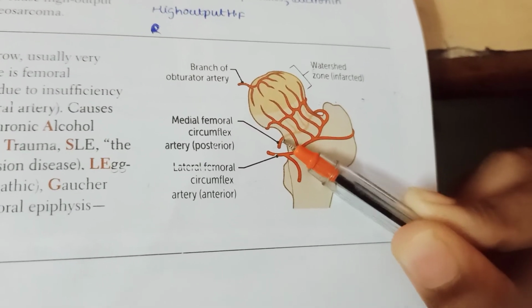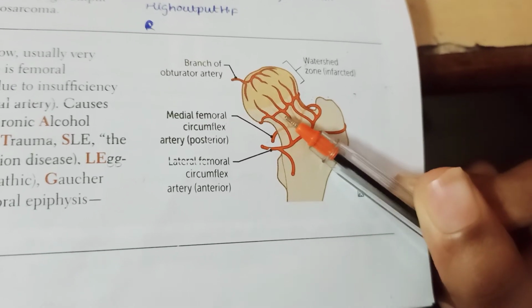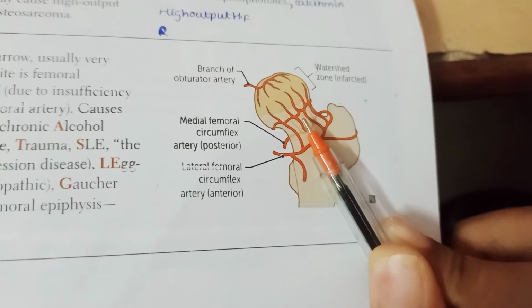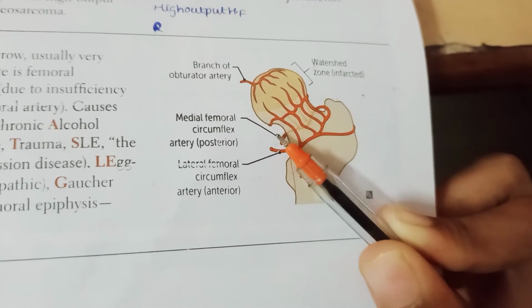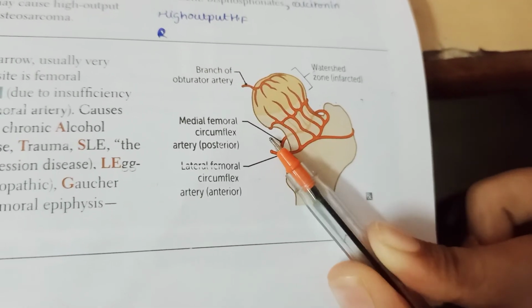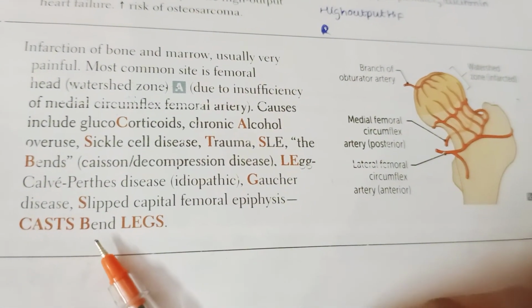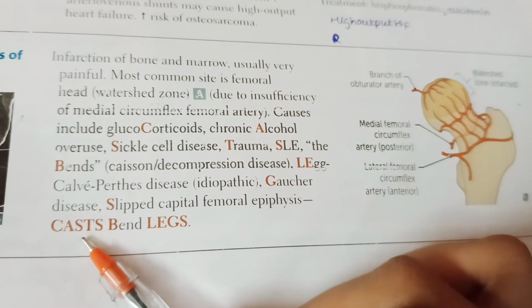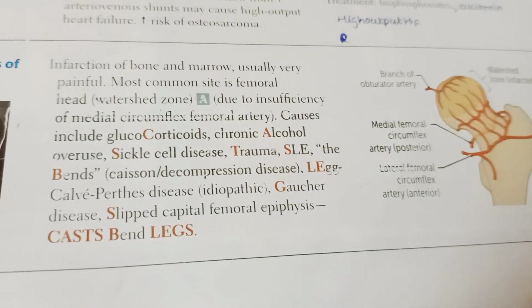And the causes are glucocorticoids, alcohol overuse, sickle cell disease, trauma, SLE, and also caisson decompression disease, Legg-Calvé-Perthes disease, about which we discussed in pediatric conditions, and also Gaucher disease and slipped capital femoral epiphysis. All these conditions lead to avascular necrosis. And the mnemonic is CASH, BEND, LEGS. CASH: C for glucocorticoids, A for alcohol, S for sickle cell disease, T for trauma, and S for SLE. So CASH, BEND, LEGS.